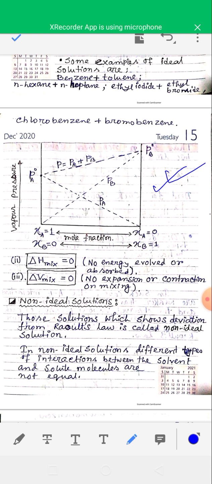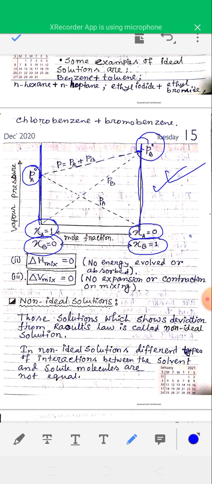I have told that the vapor pressure of pure liquid B is more than the vapor pressure of liquid A. That's why the value of PB naught is higher than the value of PA naught. In this axis, mole fraction of A, that is XA, is 1 and XB is equal to 0. That means along this axis it indicates pure liquid A, and along this axis the value of XA is 0 and the value of XB is 1. That is, this line is for pure liquid B.